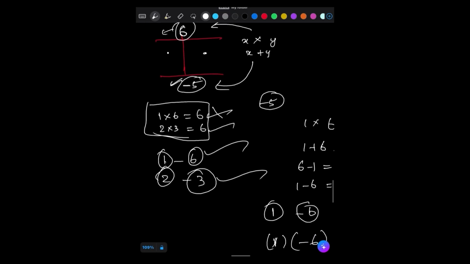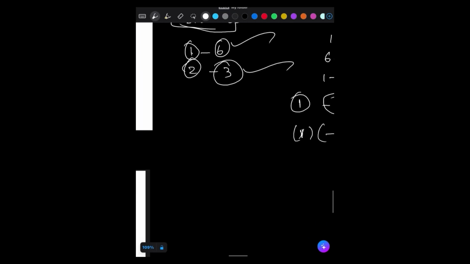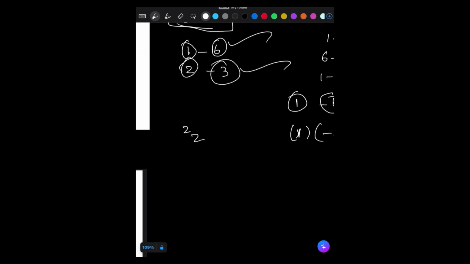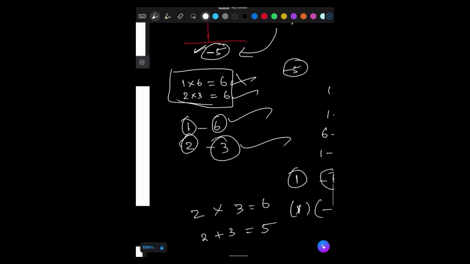So the remaining case is 2 and 3, right? Let's see 2 and 3. So if you multiply these two, it will become 6. Fine. If you add these two, it will become 5, right? But we are having what? -5 here, not a +5.